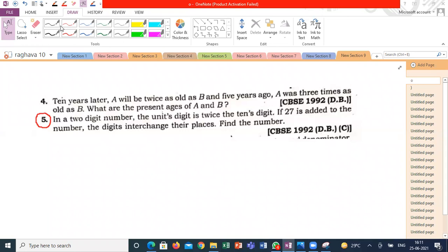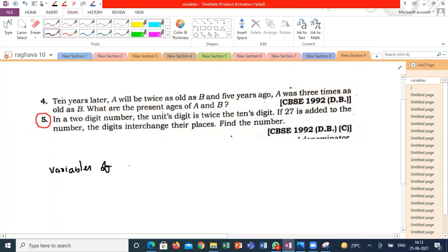May I know the variables of the first equation? Anyone? Variables of question number 5. Who is going to give? Aditi? Harita? Anyone? Abdul. In a 2-digit number, the unit digit is twice the 10th digit.